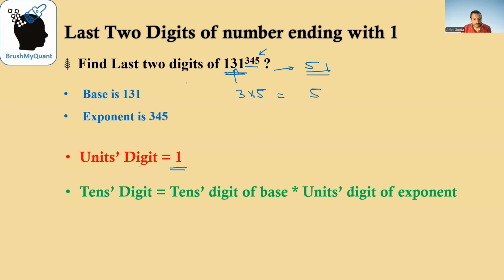So in order to find this, the units digit will be 1 itself, and the tens digit will be equal to the tens digit of the base multiplied by the units digit of the exponent.